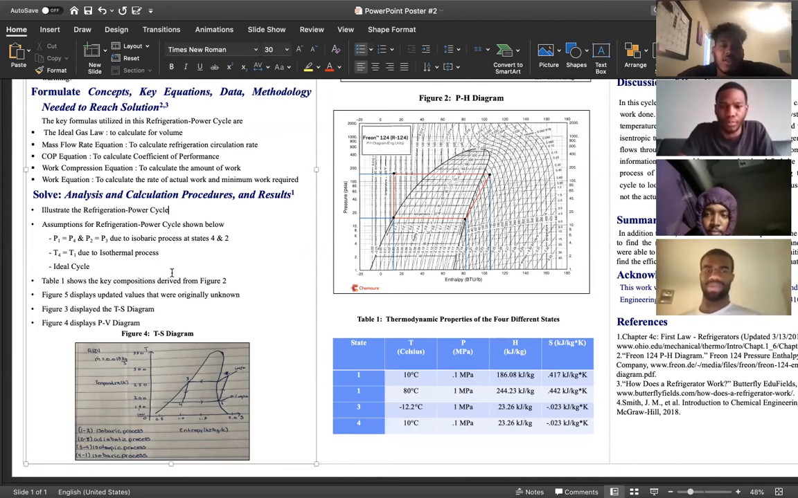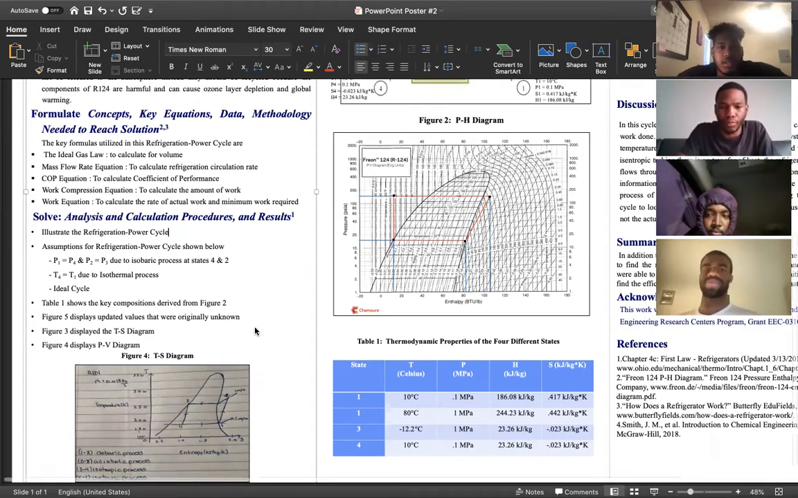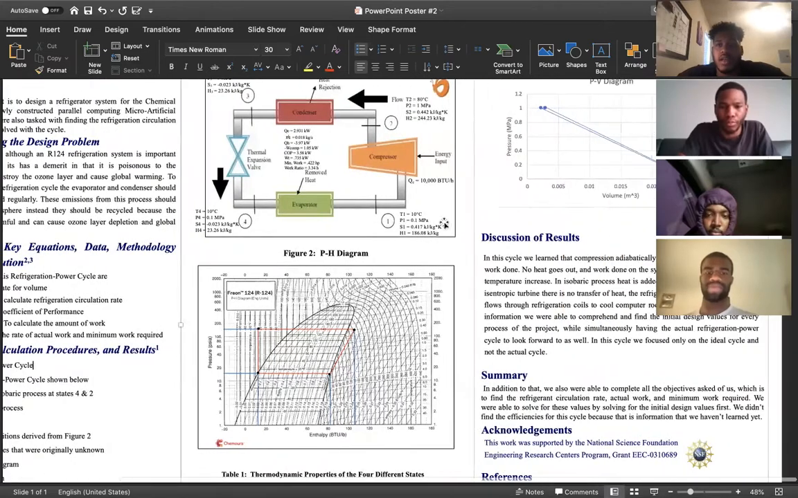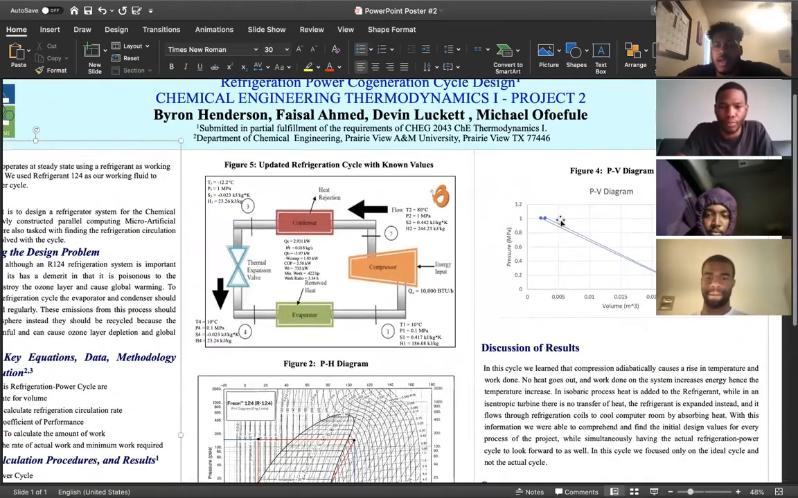And then lastly, we assumed that it was an ideal cycle, and since it's an ideal cycle, it's safe to assume that we can use the ideal gas law. The ideal gas law is how we found our volume values for this cycle. And as you can see in Figure 4, this is what we used to make our PV diagram.